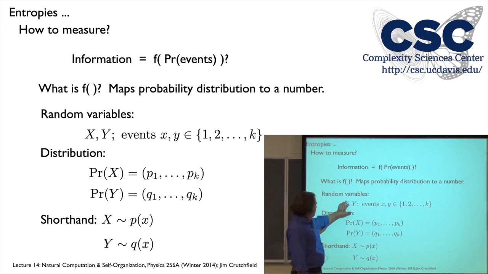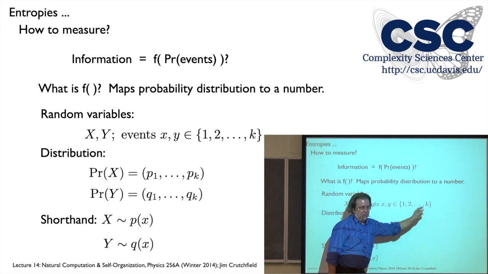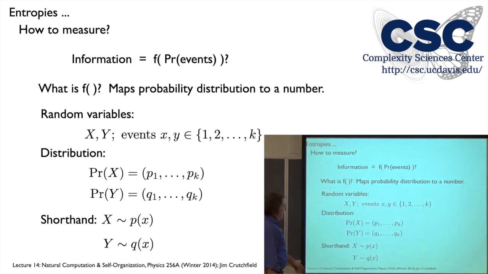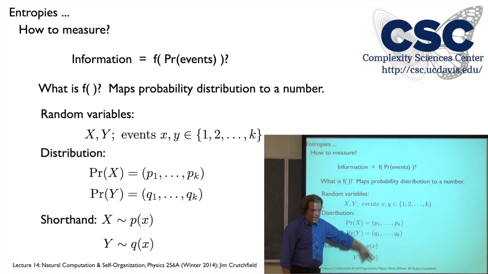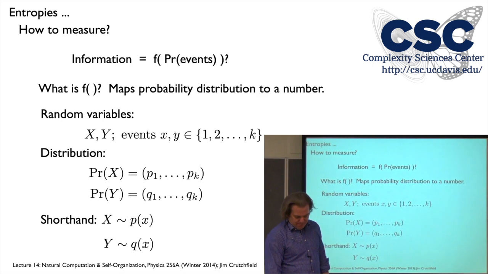So we'll imagine we have some random variables, again capital letters, or events, realizations that are finite in number, k of them. And then the random variables are described by the probability of each one of those events. You'll notice in Cover and Thomas, they use the shorthand notation. All of this can be just summarized: the random variable x is distributed like p of x, and random variable y is distributed like q of x.